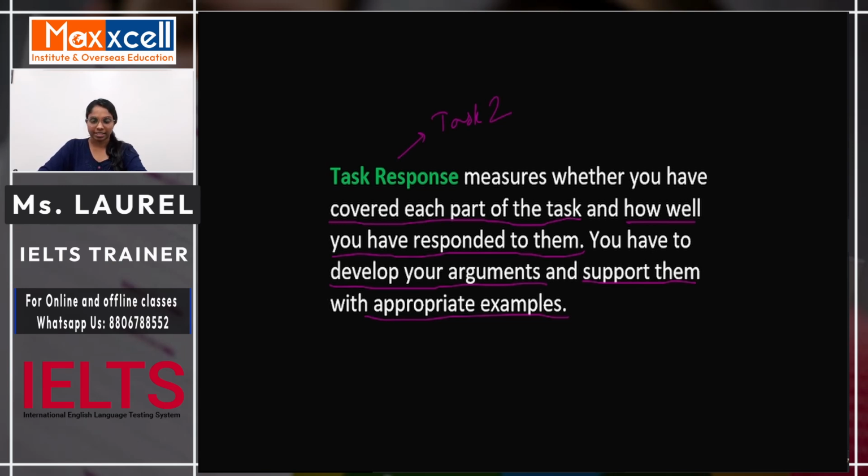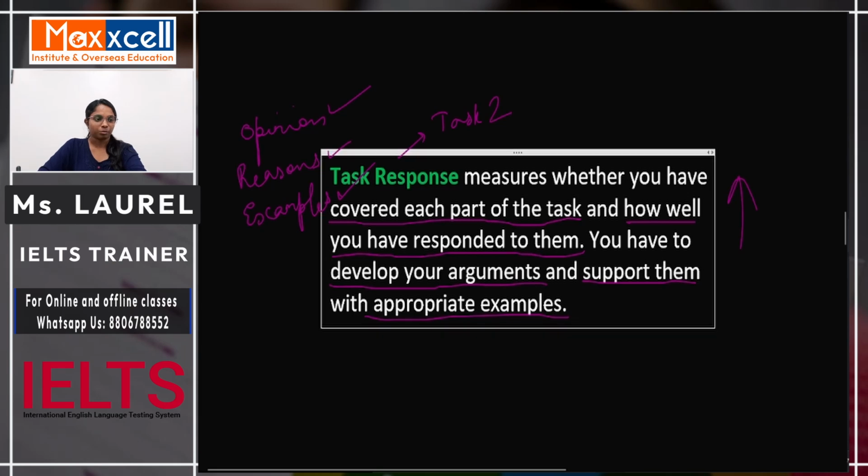So, usually for essay writing, there are certain things that they will ask you. Like, if it is an opinion type essay, they will ask you what is your opinion, and then they will ask you to give reasons for your opinion and support it with examples. These are the different parts of the task. You have to include your opinion, you have to give minimum 2 reasons, and you have to give minimum of 2 examples. Only then will you get a high score for task response.